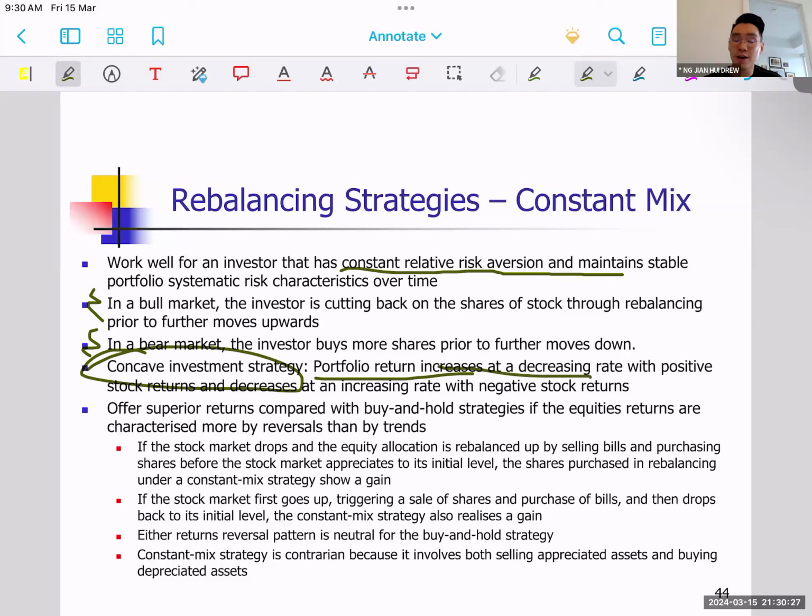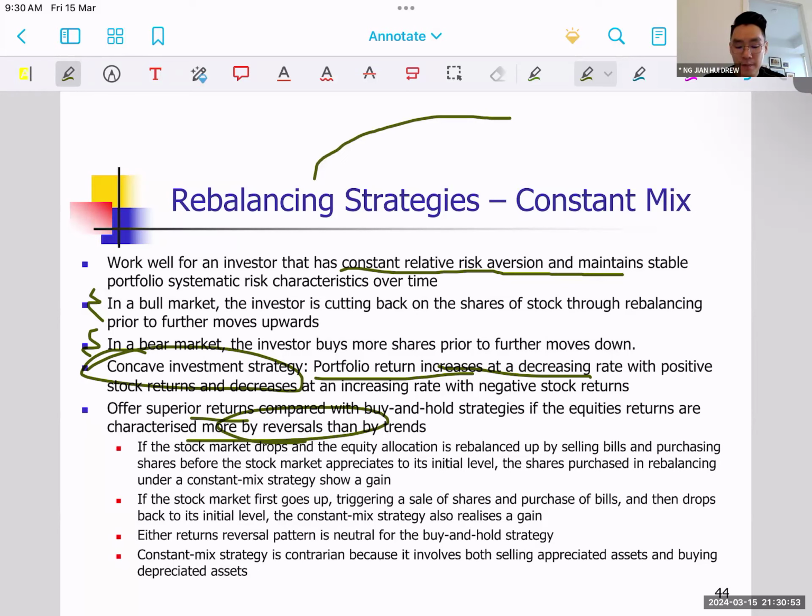Why? Because remember, when the stock price increases, your portfolio value increases, but then you keep on selling. So the increase in portfolio value would flatten out like this, right? It increases, but at a decreasing rate. So it's a concave strategy. It provides superior returns only when there's a reversal trend. So this is interesting, right? How does the reversal trend work?